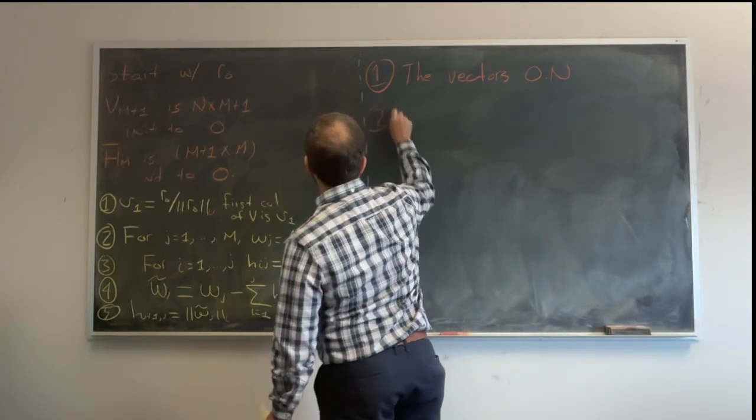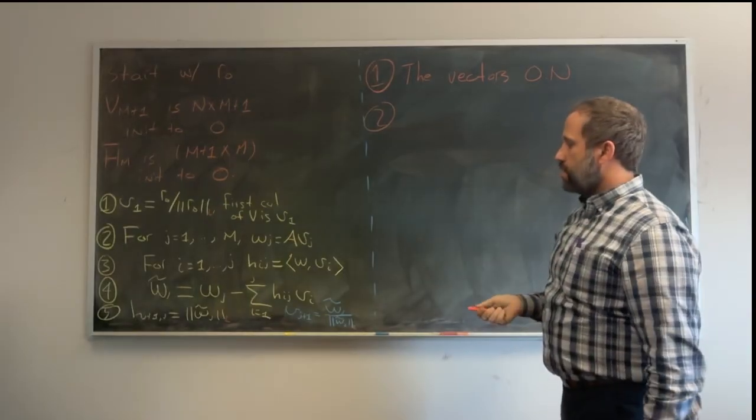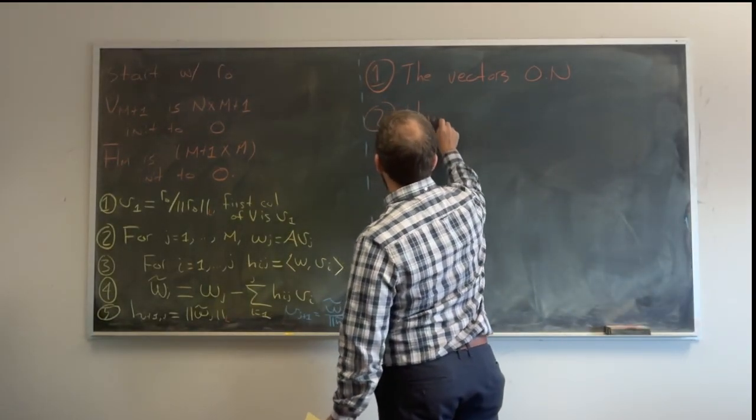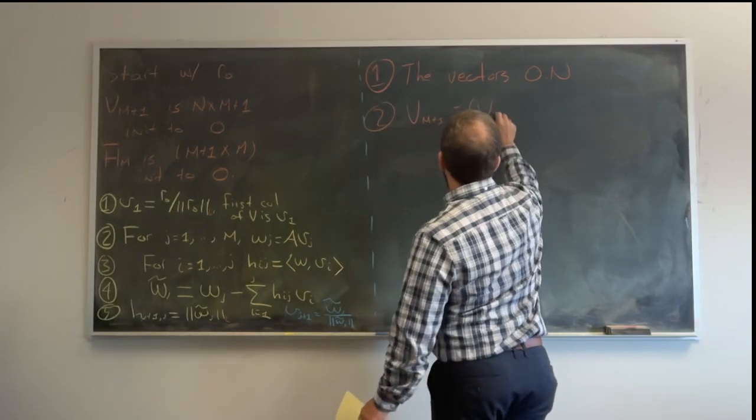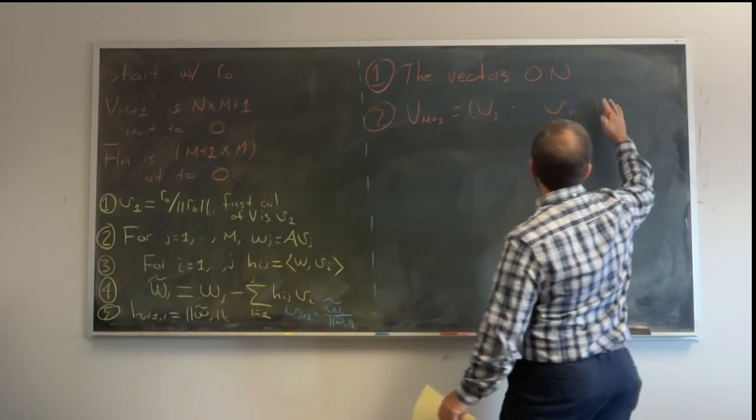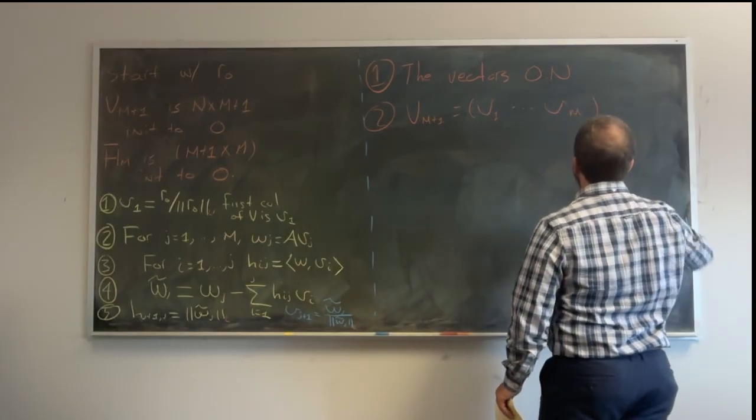2, the matrix V m plus 1 is going to be v1 through vm, then v m plus 1.